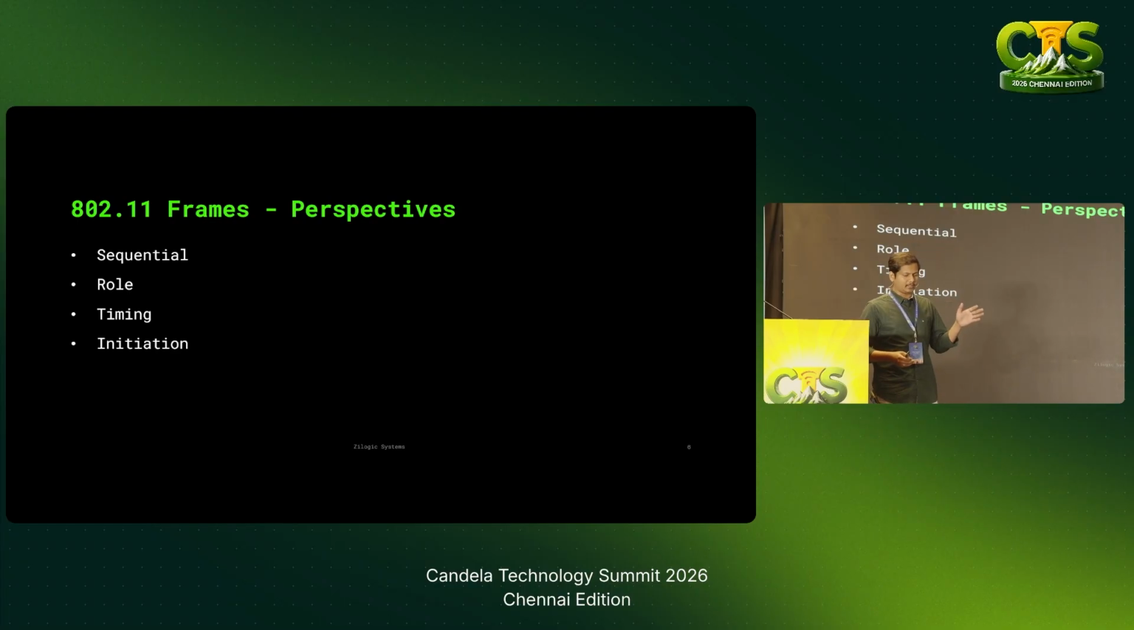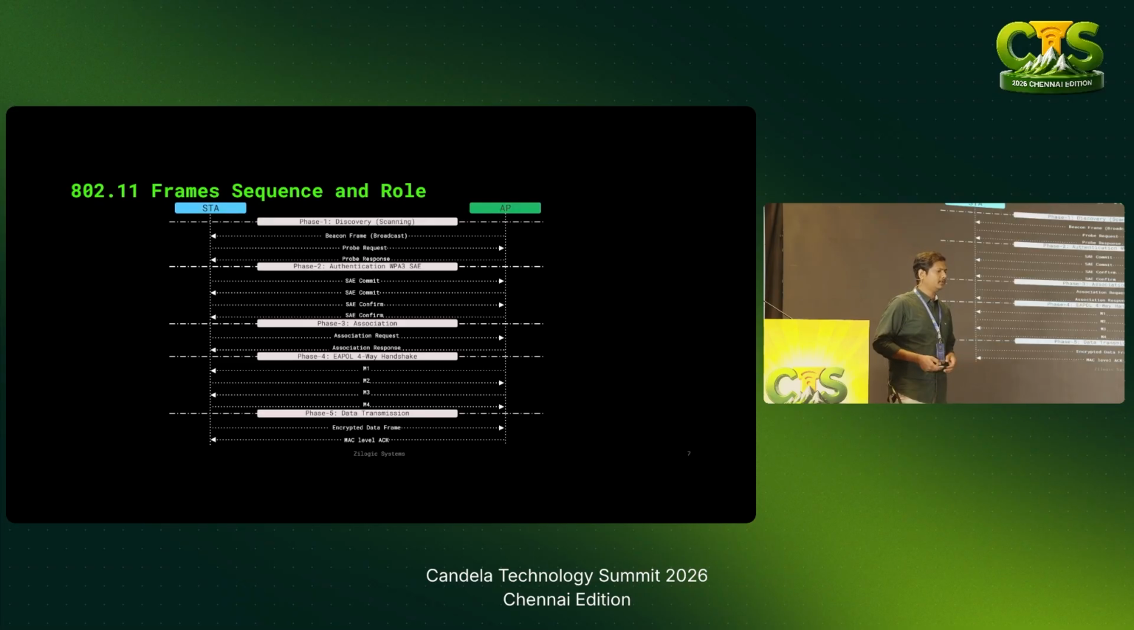And we have timing requirements that are very crucial in certain frames, with very stringent timing requirements. And we are going to talk about the trigger, who pulls the trigger when a frame is initiated and put on the medium. On the sequential and role-based perspective, we have the infamous phases of association.